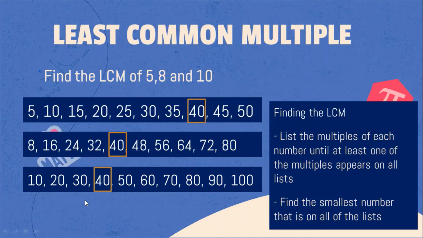But again, if we extend all the multiples of the given numbers, we might find another common multiple, but we are just looking for the least common multiple or the smallest common multiple, and that is 40. The final answer is 40.